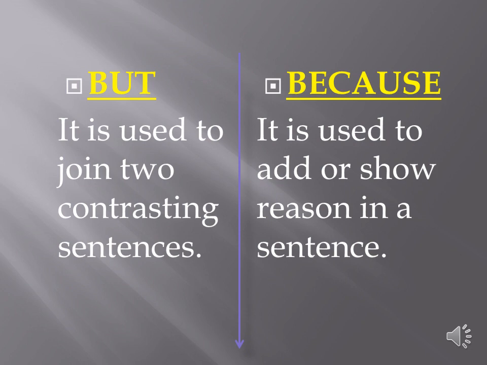Next conjunction that is discussed in your book is because. Because is used to add or show reason in a sentence. How? Say for example, let's consider this sentence: I did not go to school because I was sick. Here there are two sentences: I did not go to school, I was sick. What we have tried to do here is that we try to show the reason with the help of the conjunction because.